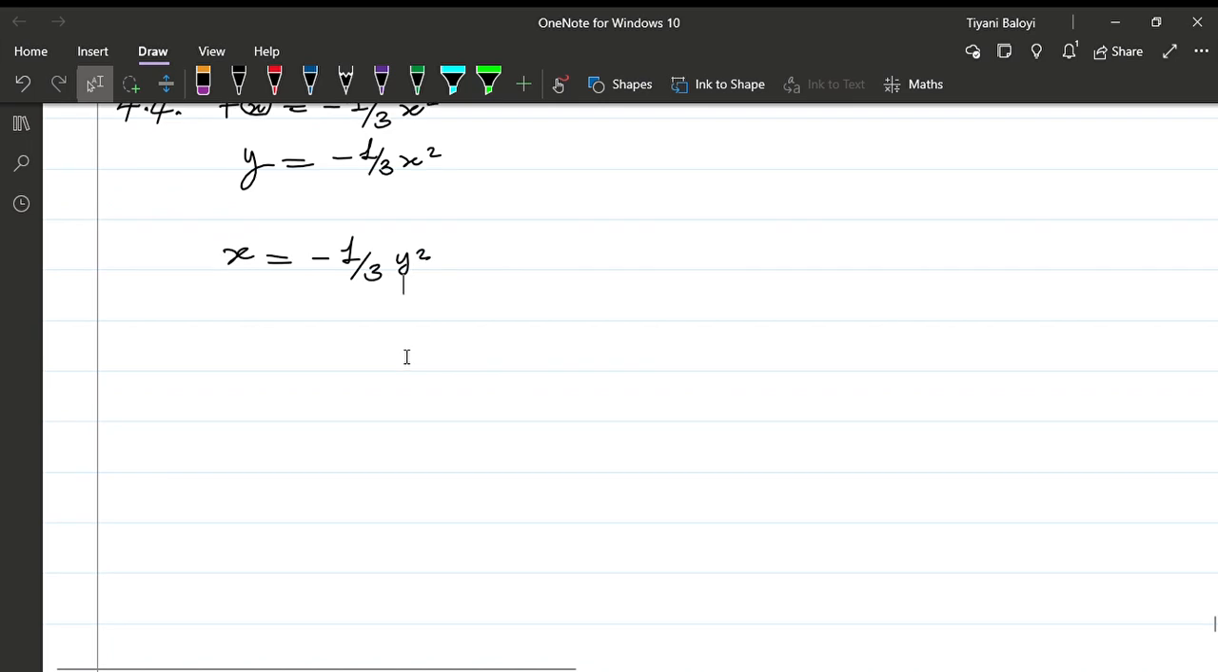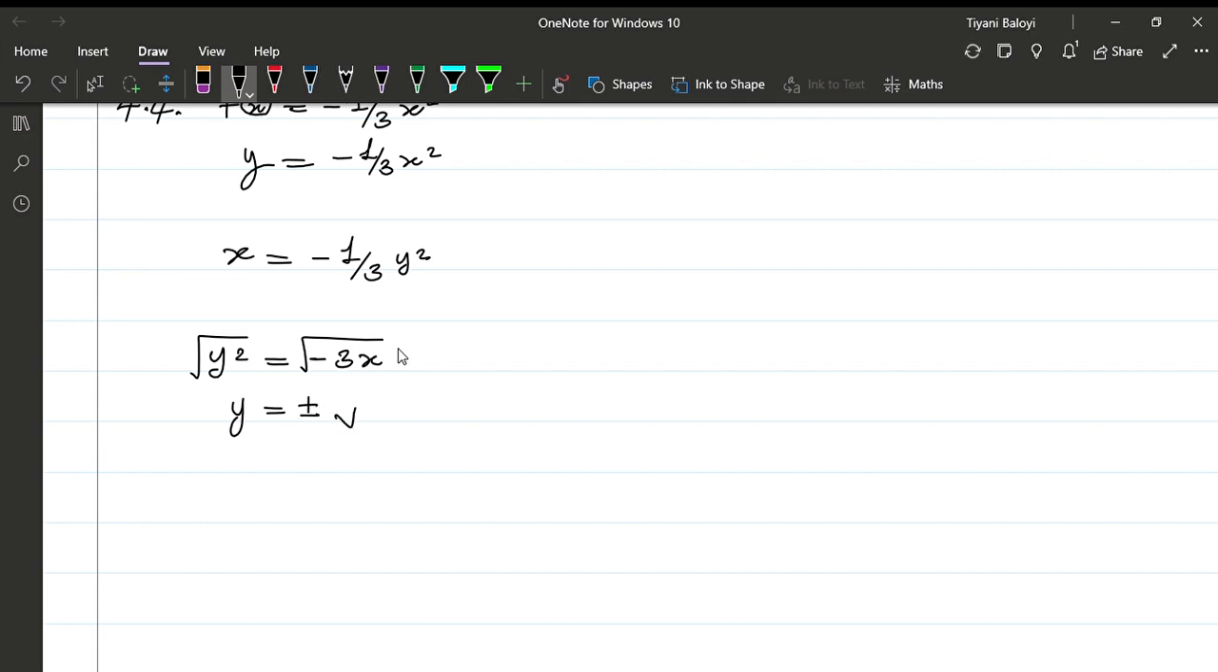We can isolate y, so we can just have y squared is equal to, so you can do that by dividing by negative 1 over 3, so that will just give you negative 3x, because this is the same as multiplying by minus 3, right, to get rid of this fraction there. So we do that. Y is equal to plus or minus, because we put that under a square root.